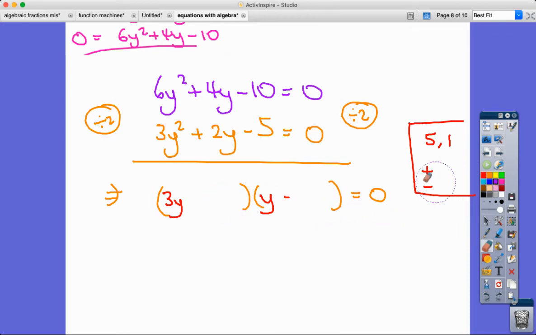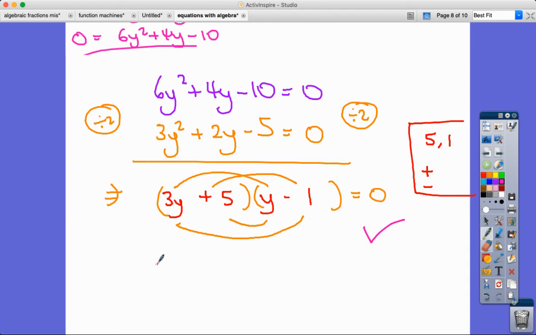Let's have a think. It would probably be +5, wouldn't it? And -1. And let's see why that works. We've got 3y squared, we've got -5. They're two things that we need to have coming out of this. And then we'd also get 5y subtract 3y, which would give us +2y. So that definitely works. I'm happy with that.